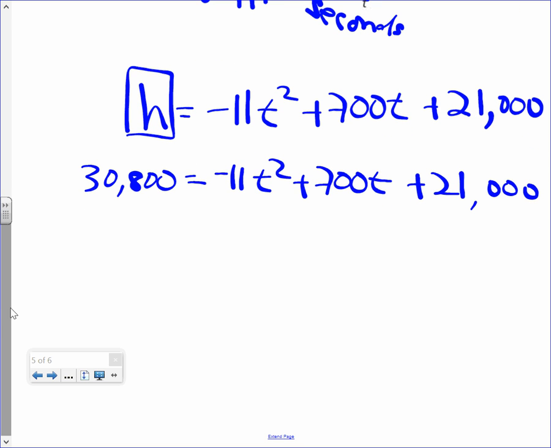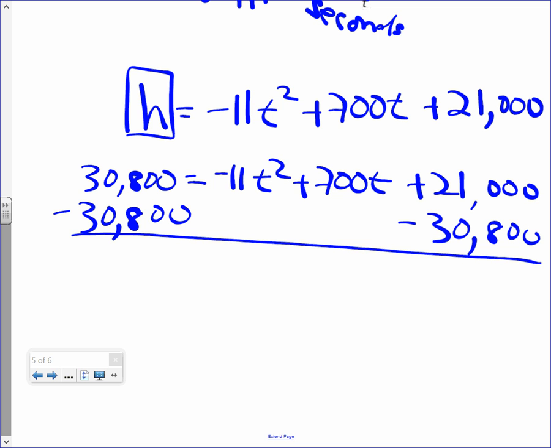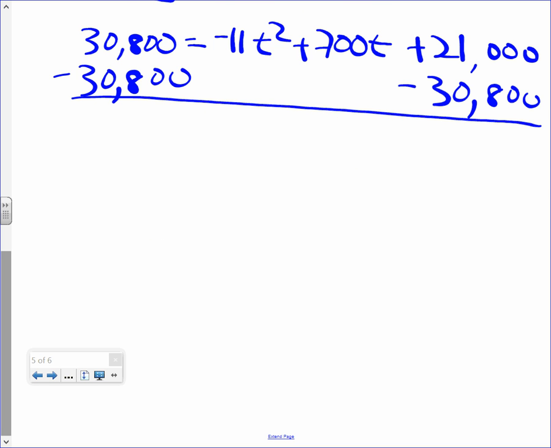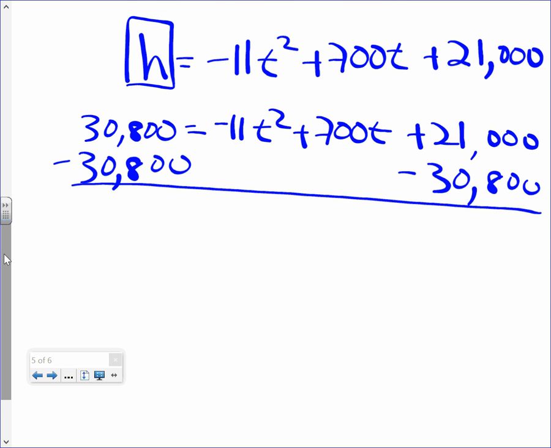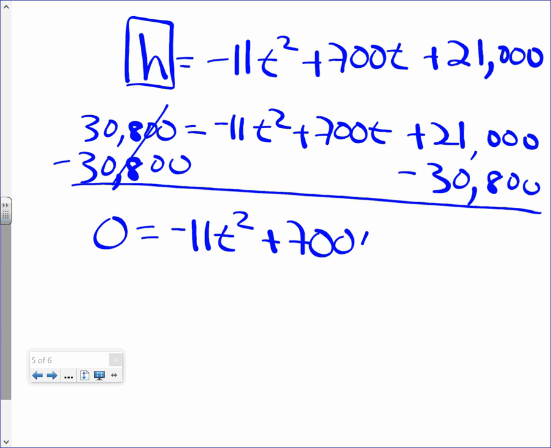The next step, which is what she's describing. We got to get 0 on one side. Remember the standard form, 0? Get 0 on one side, so I'm going to subtract 30,800 from both sides to get 0 on one side. Look at this, you guys. Stay with me. 0, look at standard form now. 0 equals, here's your A, here's your B, and now your C will be the 21,000 minus 30,800.